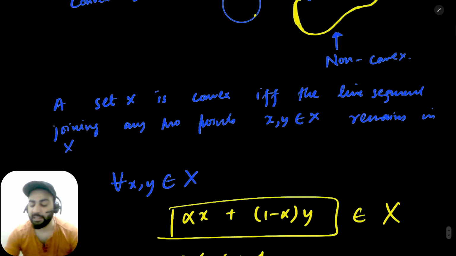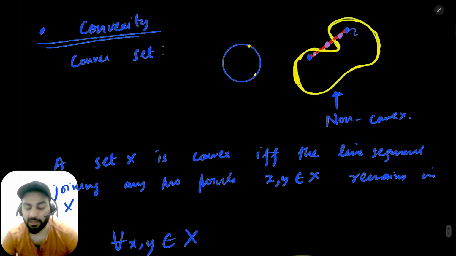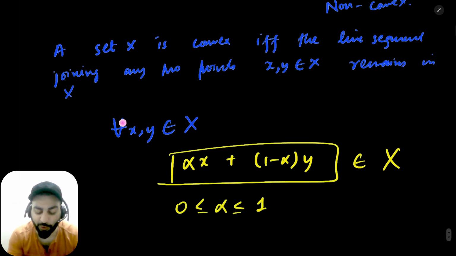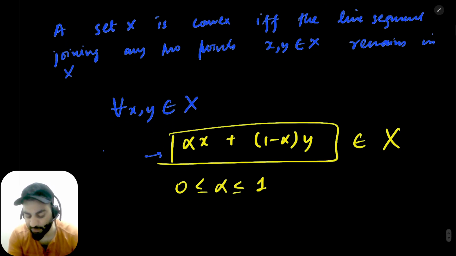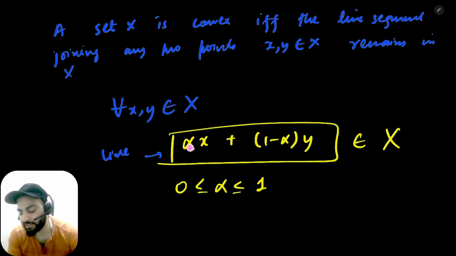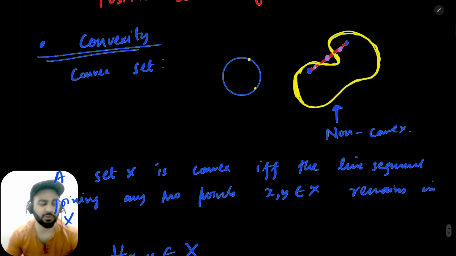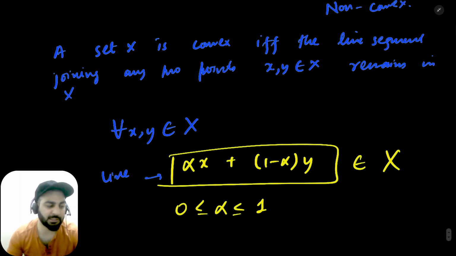Initially I said that if you join 2 points, all the points on the line should lie within the set, that is, the line should be inside this X. What I am saying mathematically, for all x, y, is that you take only 2 points, x and y, and join the line. This is the line joining x and y. It should belong to X. It should be within this. So this is called a convex set. Is it clear?